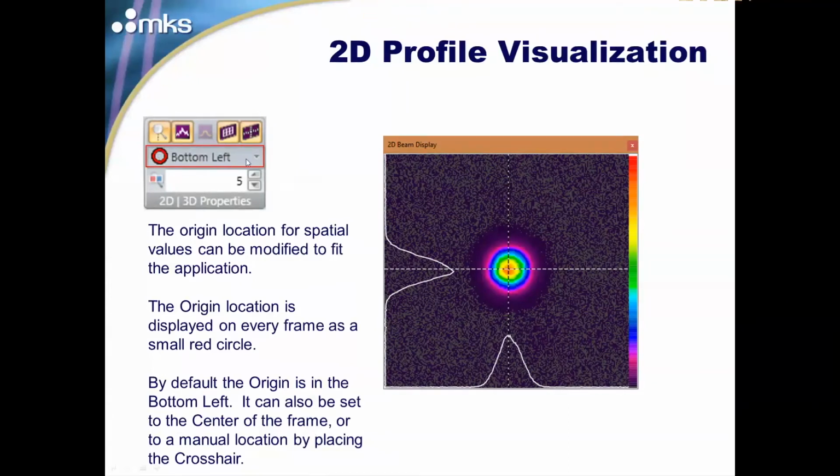Options for that are to set it to the center of the frame, or you can use the crosshair tool, pick an arbitrary location where you want the origin of your XY data to be, and then use this control to set it to the crosshair location. And that'll transpose all spatial calculations to now reference a new origin location in the XY coordinates.